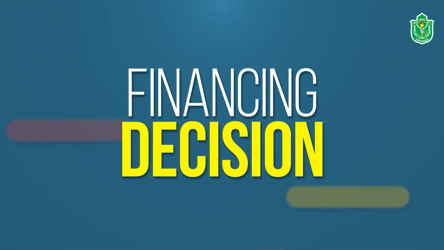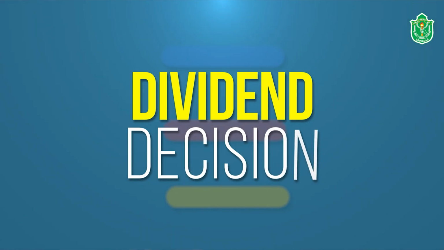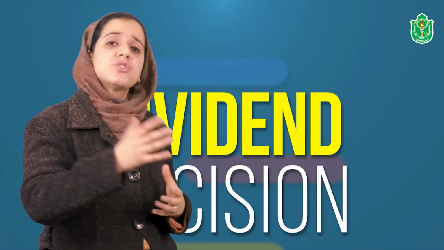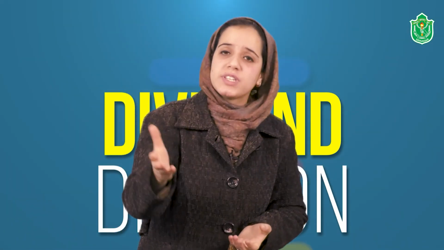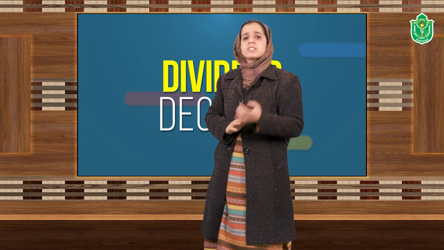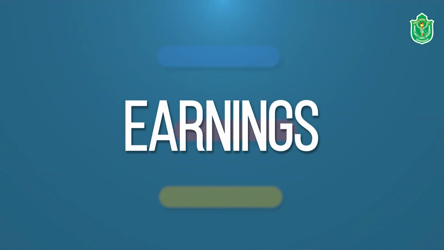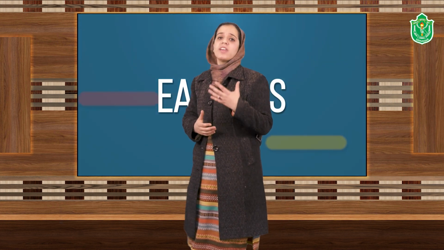Coming on to the next, we have the dividend decision. Dividend is that part of the profit which is distributed among the shareholders. A firm should decide how much to retain and how much to distribute as dividend among the shareholders. This dividend decision is affected by a number of factors, and the first one is earnings, because dividend is paid out of past and current earnings. So when there are high earnings, the firm can declare dividends.